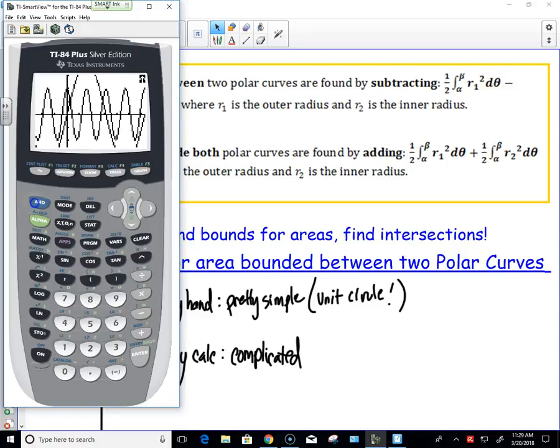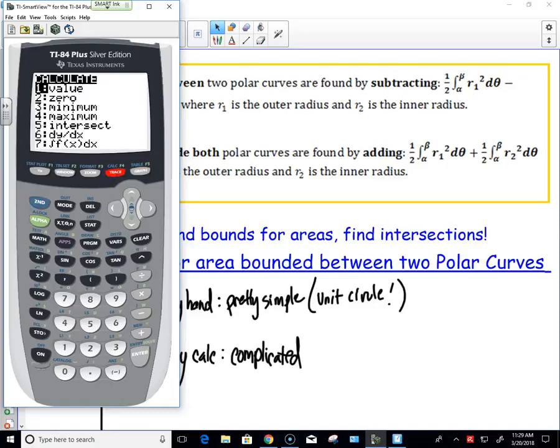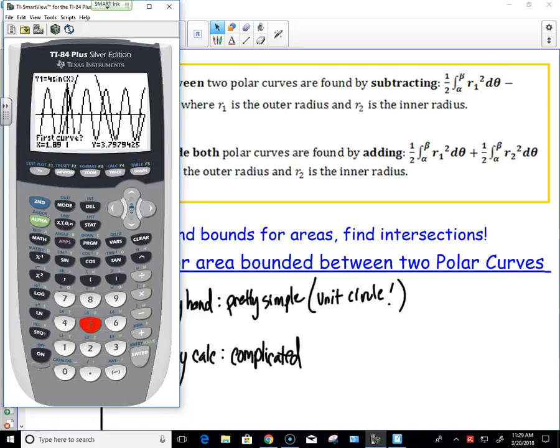I can find them because I can do second calc and I can do intersect. But when I do intersect, I have to remember that my x is going to be my theta and my y is going to be my r. Does this look like the curve I just had? No. But can I find the intersections that I need? Yes. There's my theta, there's my r if I needed it.